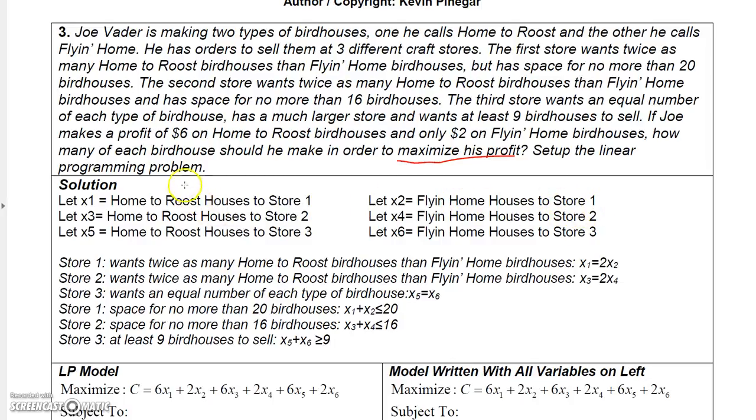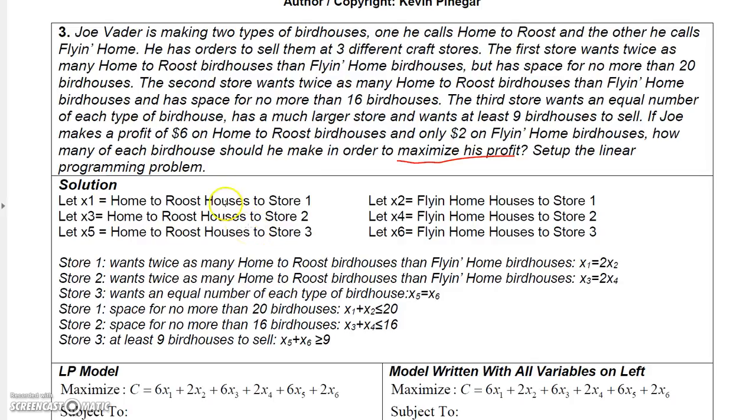So we're going to let x1 be the roost houses. The roost houses are going to go to store 1, and the flying houses are going to go to store 1. So that's going to be x1 and x2. The number of roost houses to store 1 is x1, the number of flying houses to store 1 is x2. And then the number of roost houses to store 2 is going to be x3, and the number of flying houses to store 2 is going to be x4. And then same for x5 and x6, but that's store 3.